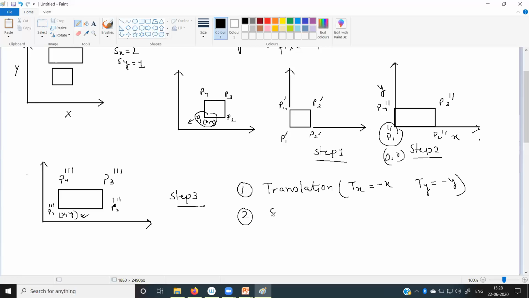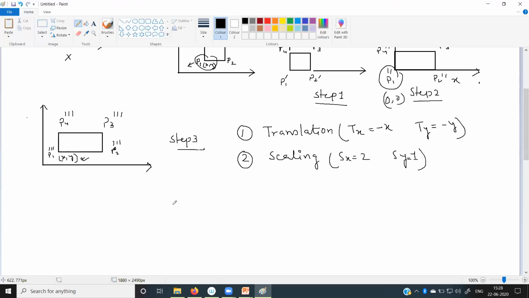Number 2, after performing the translation operation, I need to perform the scaling operation, where the scaling factor is Sx equals 2 units and Sy equals 1 unit. You can choose the scaling factor as per your desired need. And number 3, after performing the scaling operation, we have to perform the reverse translation, to send the object back to its original position. In case of reverse translation, we have to move (0, 0) to its position (x, y). That means the translation factor Tx will be x, and the translation factor Ty will be y. Using those translation factors, we multiply the points with the translation matrix, and we can move the object back to its original position.